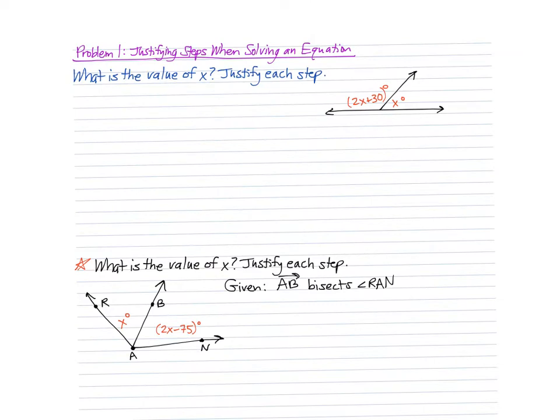Okay, so let's see how this works. So say we're solving this problem here. But the only difference is we're adding justify each step. So it says, what's the value of x? Well, we can see from this picture that this is a linear pair, which means these two have to add up to 180. We can say that x plus 2x plus 30 equals 180. This is definition, so we're going to use the definition of linear pair.